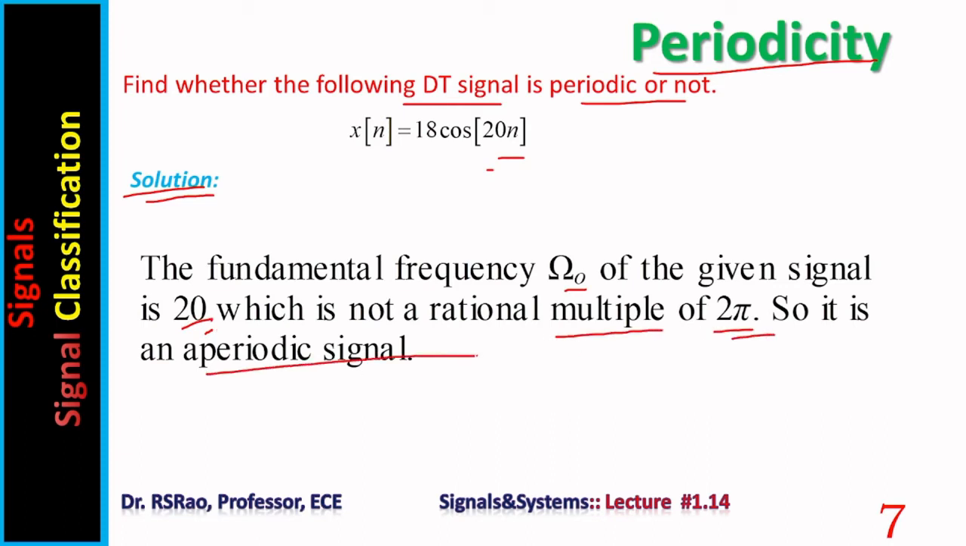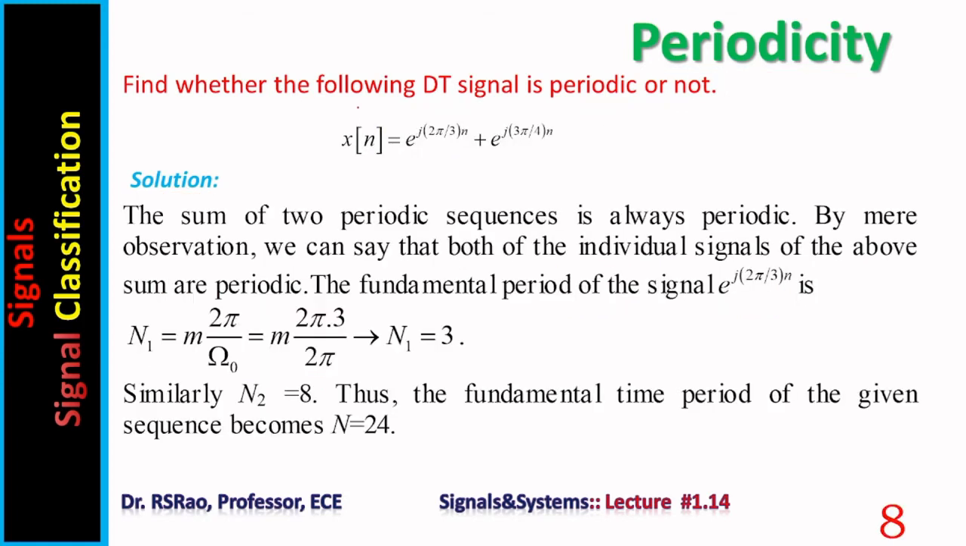So it is an aperiodic signal. Another problem: find whether the following DT signal is periodic or not. The given signal is x of n equals e power j 2 pi by 3 n plus e power j 3 pi by 4 n. So two components are there in the signal. For this we have to determine whether it is periodic or not.